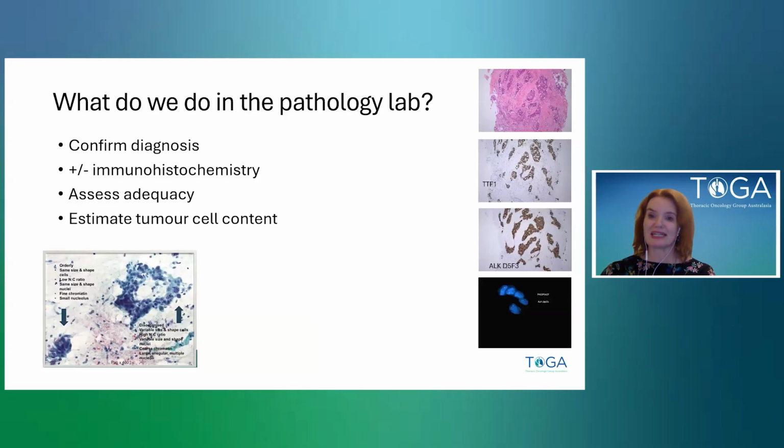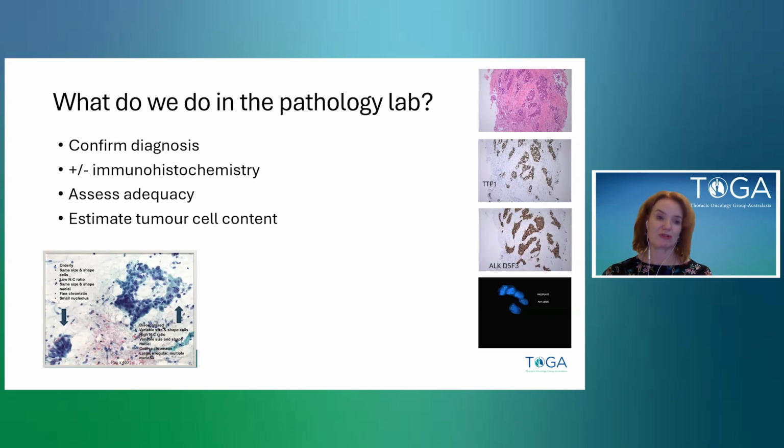So what do we do? As Stephen's mentioned, we have to firstly confirm the diagnosis. This may require the use of immunohistochemistry. And on the right-hand panel, you can see metastatic lung adenocarcinoma, which is TTF1 positive. We still widely use ALK D5F3 to identify those that may have ALK rearrangements. And that's, in this example, the bottom panel shows this confirmed on FISH.